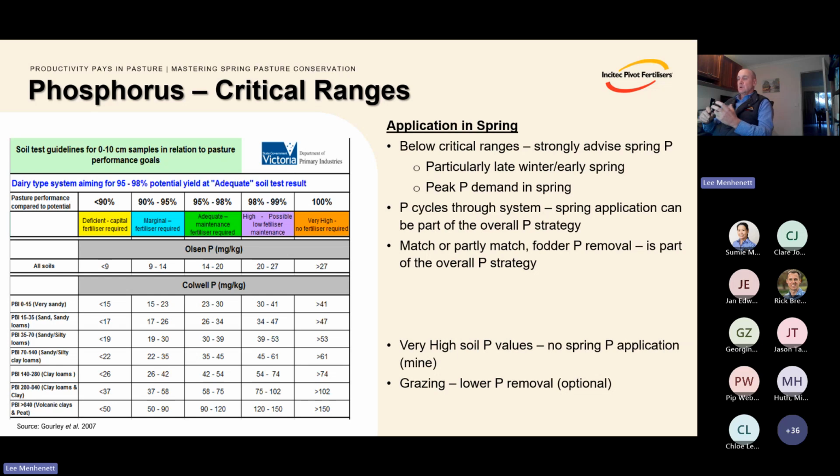Where you probably wouldn't look at phosphorus as part of your strategy in the spring would be where you've got very high soil P levels, and we want to be mining some of that phosphorus back out of the system. Or if we're just in the grazing system and our levels are in the optimal range, then we can probably just look at that application in the spring to keep our phosphorus levels okay.